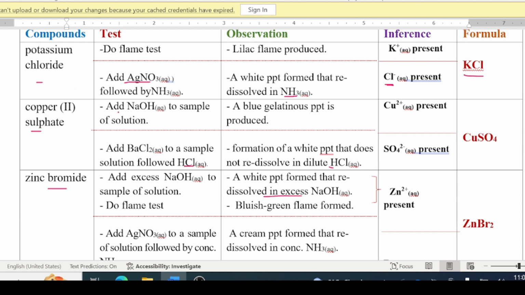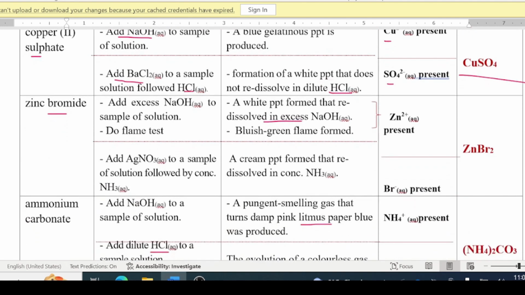If you want to know if a solution contains copper 2 sulfate, take a sample of it, add sodium hydroxide to the sample solution. If you get a blue gelatinous precipitate, then that indicates that copper ions are present. You want to know now if sulfate is there, take a sample of the solution, add barium chloride solution to it, followed by HCl. If a white precipitate is formed that does not redissolve in hydrochloric acid, then that confirms sulfate ion here, and indeed that's the compound.